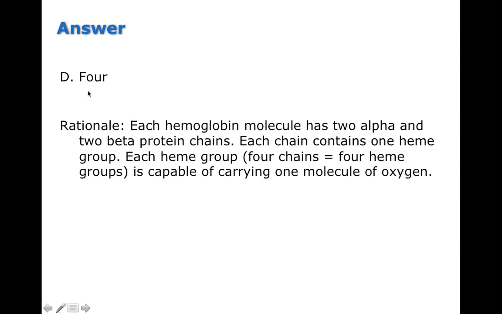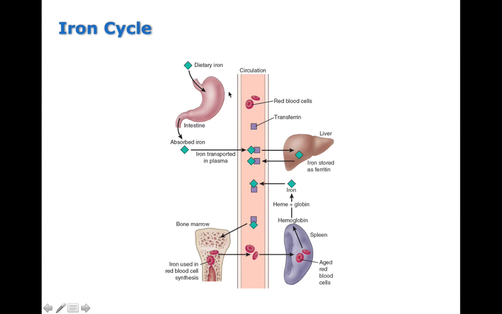In fact, each red blood cell contains 250 million molecules of hemoglobin, so that's about 1 billion molecules of oxygen that can be carried by a single red blood cell. Now, iron is an important nutrient in the synthesis of hemoglobin, and so we're going to receive iron through our diet. It's actually absorbed through the small intestine and can be stored in the intestinal cells. But once it's actually absorbed, it's transported into our bloodstream and bound to a molecule called transferrin.